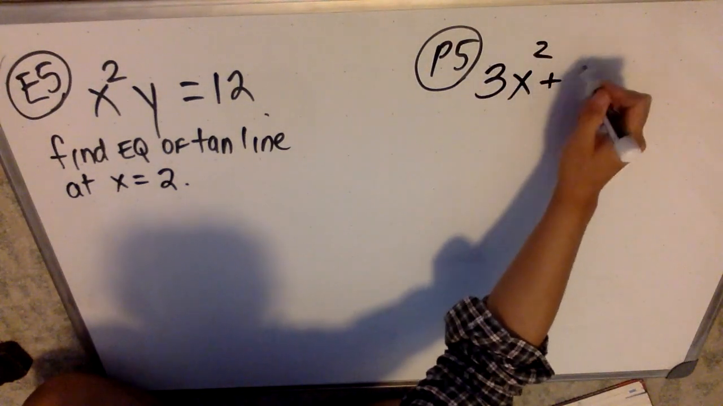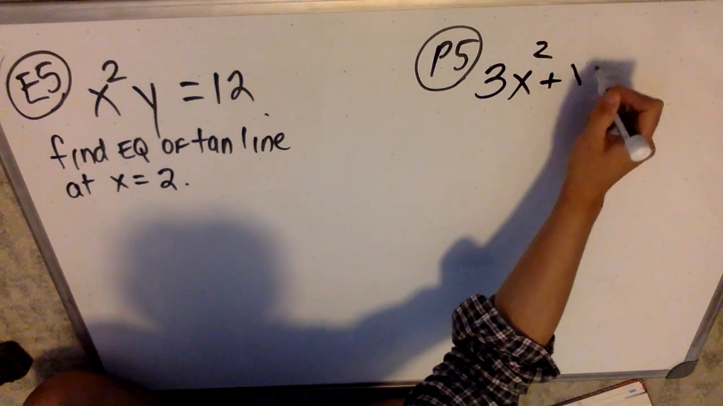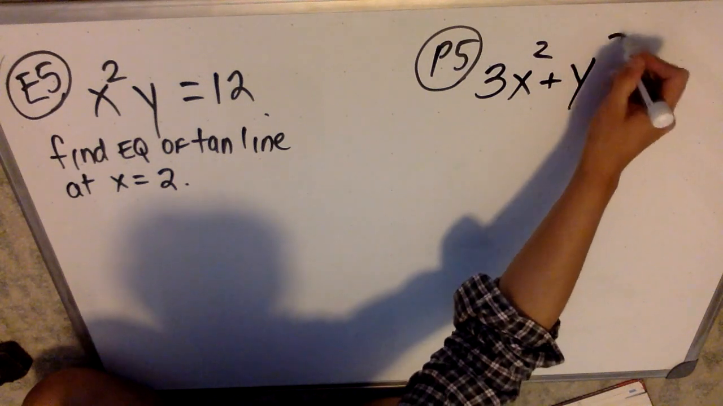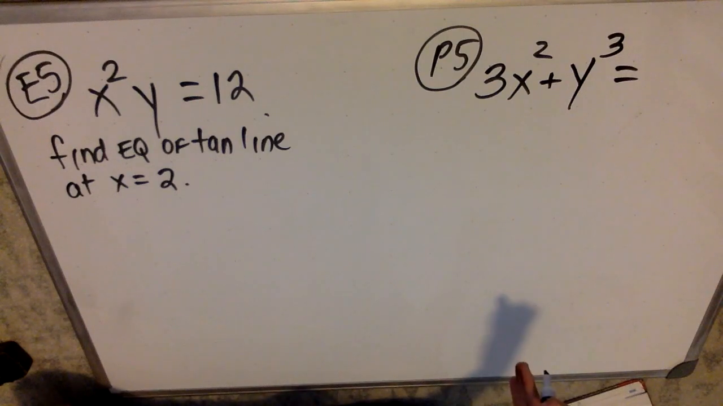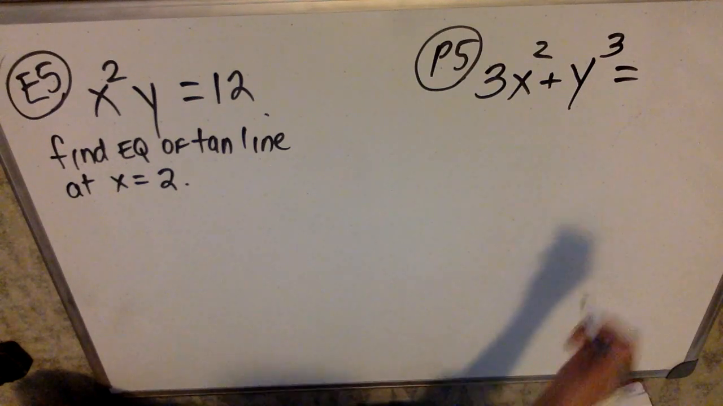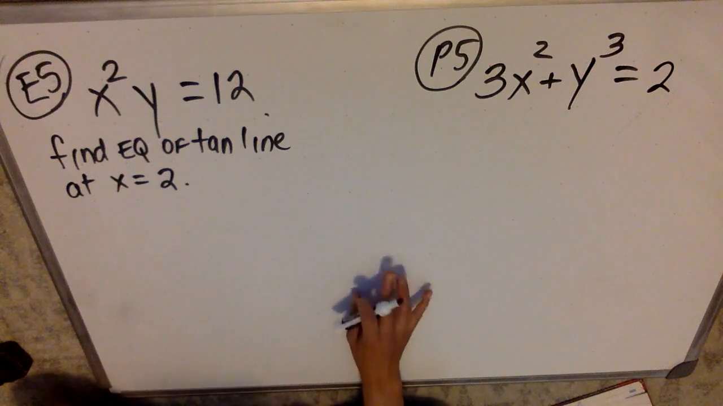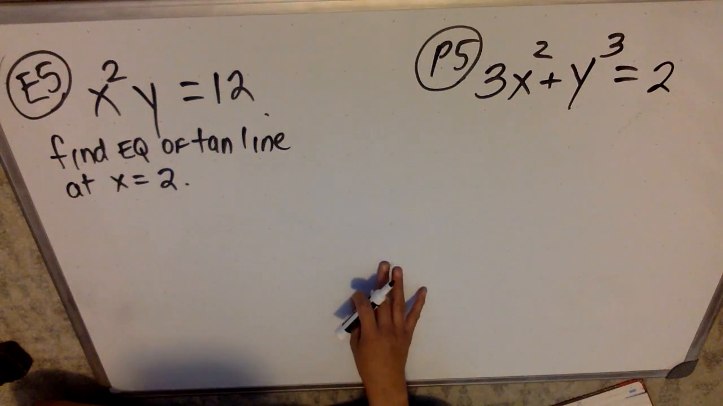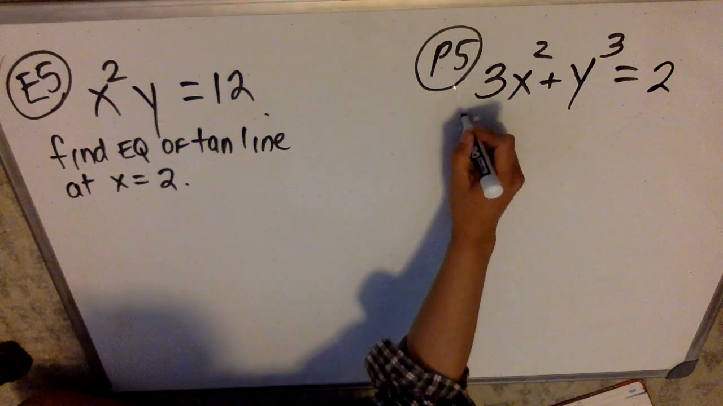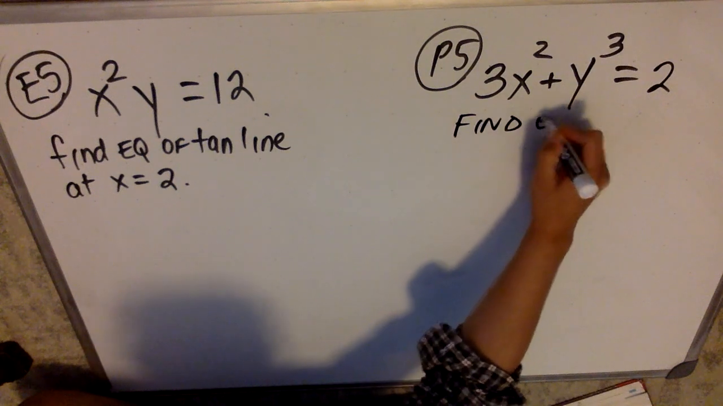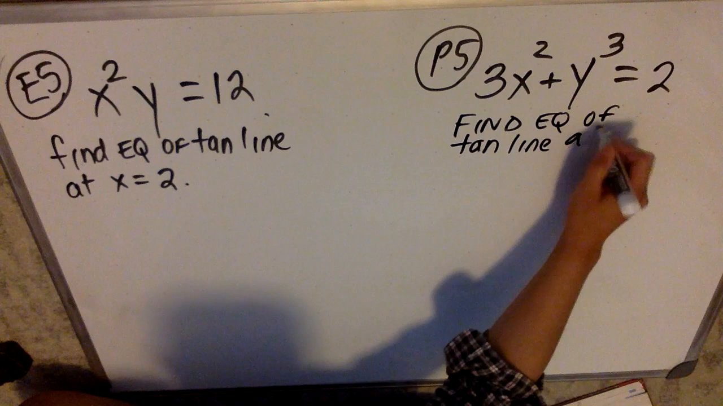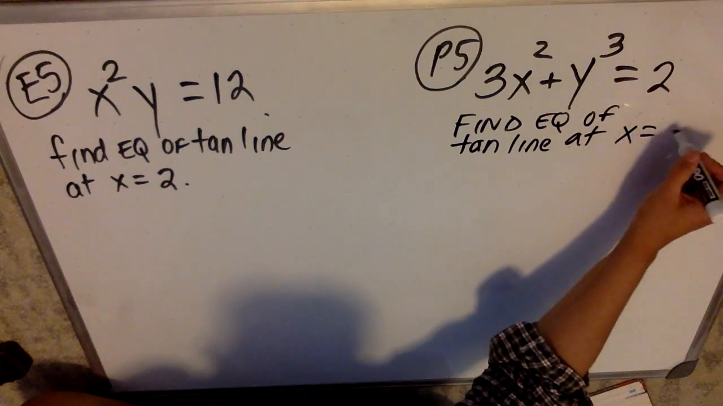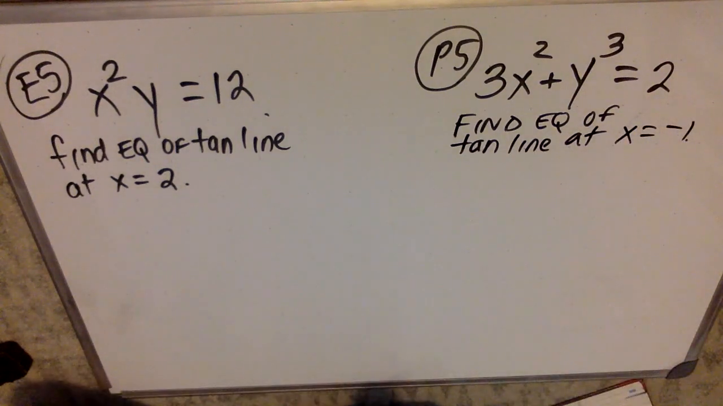For P5, we're going to do 3x squared plus y cubed equals 2. And we're going to find the equation of the tangent line at x equals -1. Okay, cool. Let's do some math.